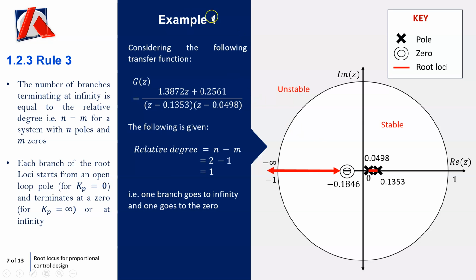So if we consider again this example 1, we consider the same transfer function. We've got two poles, 1 zero. So our relative degree is 1. That tells us that 1 branch is going to go to infinity, and 1 is going to go to the 0. So you can see now what I've done is I've added arrows on here, because I know that something's going to happen here, and 1's going to end up going to the 0, because this is what it tells us. One definitely goes to infinity. So one of the root loci is going to end up going to minus infinity, and 1 must end up going to the 0.